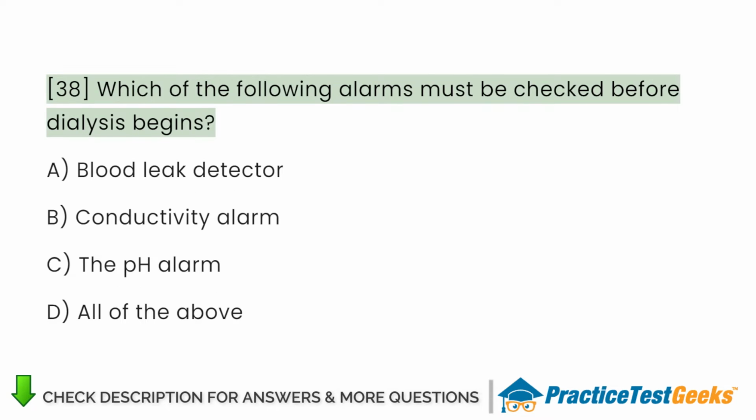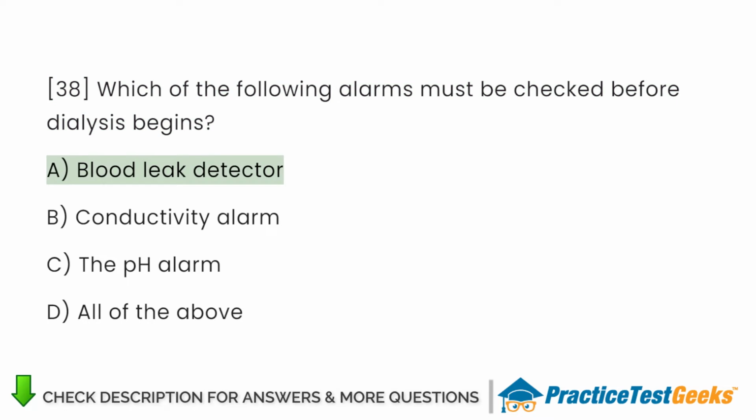Which of the following alarms must be checked before dialysis begins? A. Blood leak detector. B. Conductivity alarm. C. The pH alarm. D. All of the above.